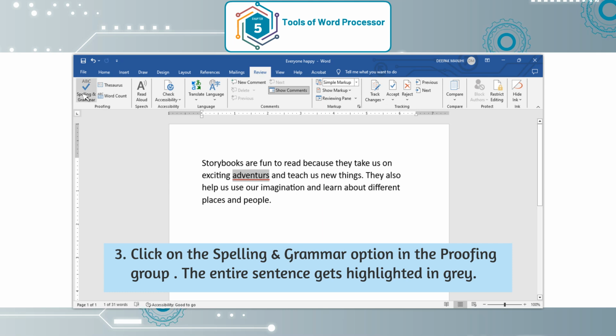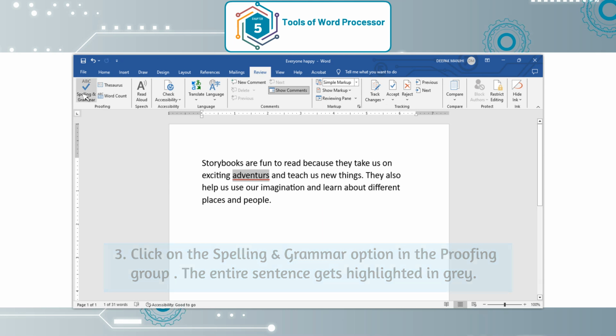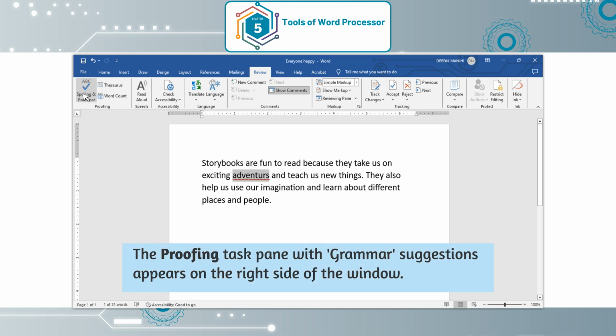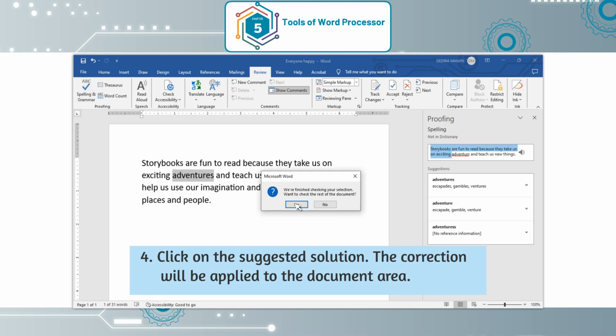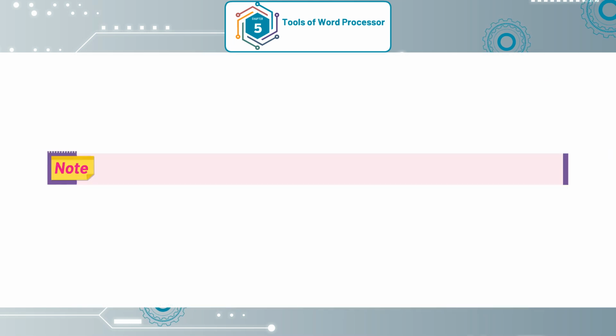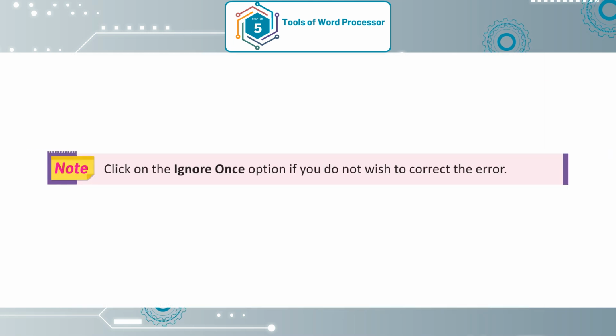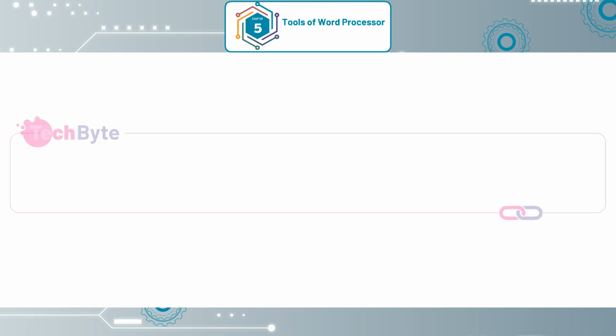The entire sentence gets highlighted in gray. The Proofing task pane with grammar suggestions appears on the right side of the window. 4. Click on the suggested solution. The correction will be applied to the document area. Note: Click on the Ignore Once option if you do not wish to correct the error.